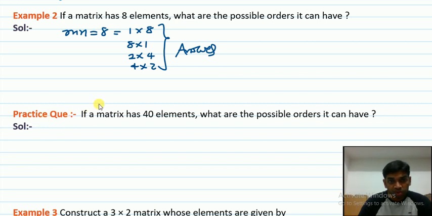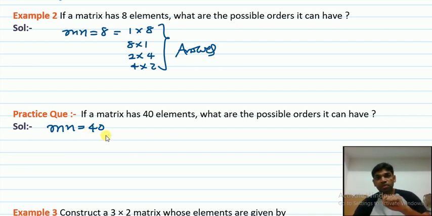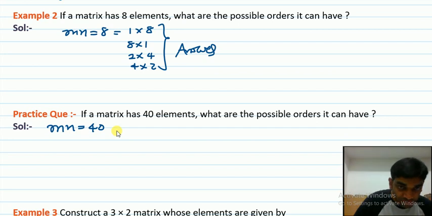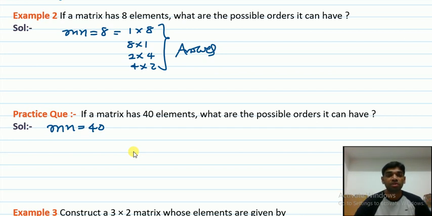I have also covered one practice question, in which I have taken 40 elements: if a matrix has 40 elements, then what are the possible orders it can have? Here, mn is equal to 40. How many different orders are possible? I have considered this big number of 40 so that we can get our answer in a different way, because the previous way is useful whenever the number is small, but whenever the number is bigger we can't use it, because we might face many difficulties and a lot of complexity.